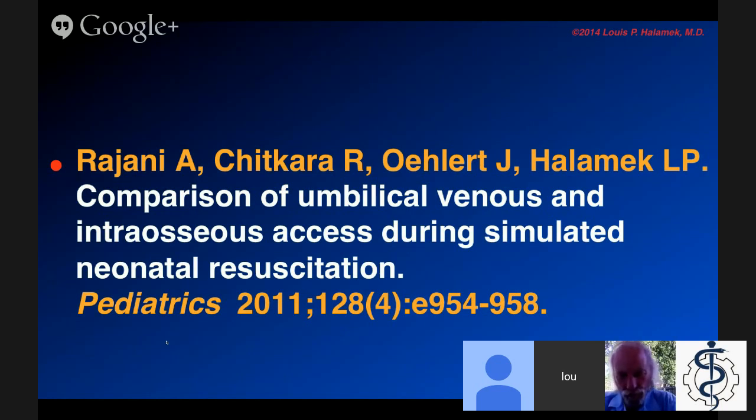What he found, and this was published in Pediatrics in 2011, was that intraosseous access was actually much faster. And of course, speed is a very important aspect of what we do during a resuscitation. It's much faster, much more readily accepted, and thought to be easier by the subjects in his study.